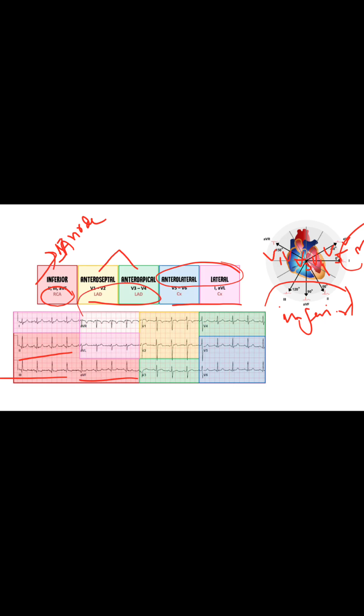So usually the AV node, SA node is supplied by the right coronary, that's called right predominance. Sometimes in rare cases it can be supplied by left coronary also, it's called the left predominance. But usually it's in inferior wall MI where you see sinus brady and you can see heart blocks and you can have right ventricular MI which is preload dependent. So that is how you diagnose it from the ECG itself.